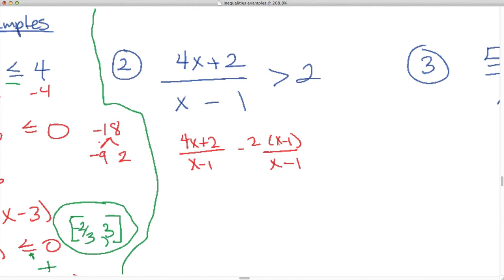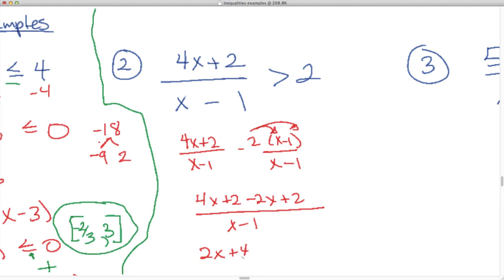And then here, when you distribute that negative 2 through, you're going to get 4x plus 2 minus 2x plus 2. Again, all I did was multiply that times both of those. And then that's all over x minus 1. So you got 2x plus 4 over x minus 1, and then if you set the top equal to 0, you're going to get a negative 2, looks like, and then the bottom equals 0 gives you a positive 1. Now, both of these get open dots because there is no equal sign there.